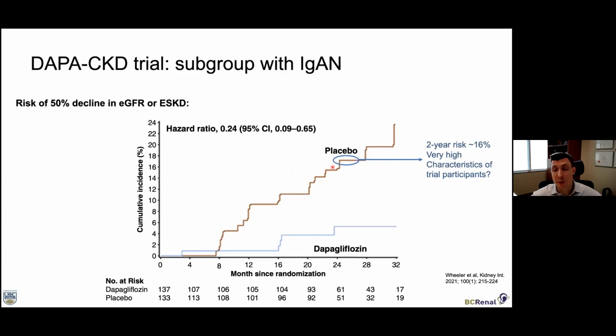What was unusual, though, is that the 2-year risk of progression shown here was around 16% in the placebo group. Now, this is extremely high and much higher than what we see in other cohorts with IgA nephropathy, because usually 2 years is so short that we don't see much in the way of disease progression over a short time frame. So this raises the question, well, what were the characteristics of the people that participated in this trial? Are they representative of the average person who is diagnosed with IgA nephropathy?